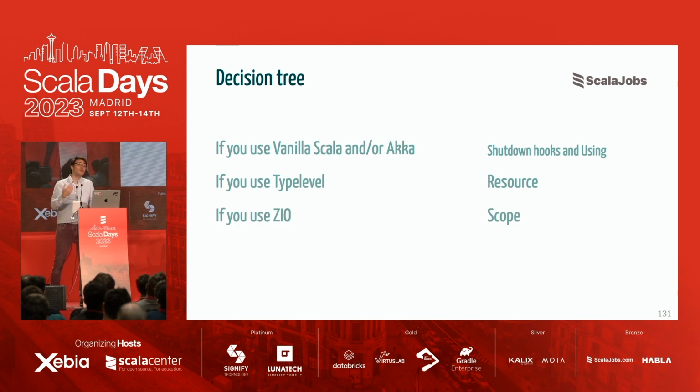And if you use ZIO, which is another functional ecosystem, they used to have something called ZManaged, which was the same as Resource. But now they came up with something called Scope. I don't really have time to talk about it. I just wanted to say, if you use ZIO, Google it, check how it is. That's the way they do it.